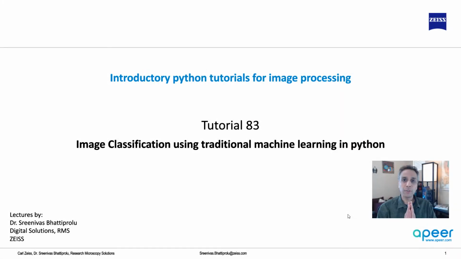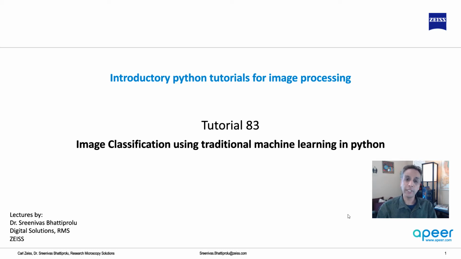Hi everyone, welcome to tutorial 83 of our introductory Python for image processing tutorial series. In this video, let's learn about how to use traditional machine learning for image classification purposes. In fact, in the last 4 videos, we looked at using traditional machine learning for image segmentation purposes.